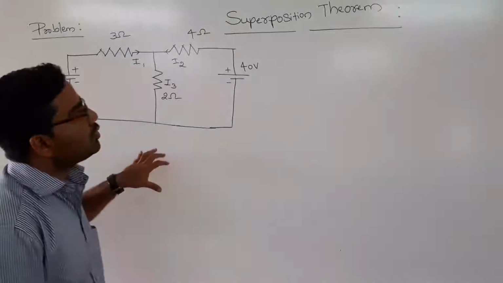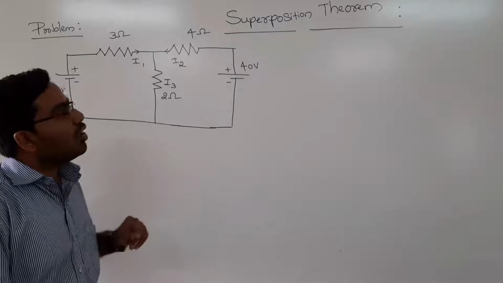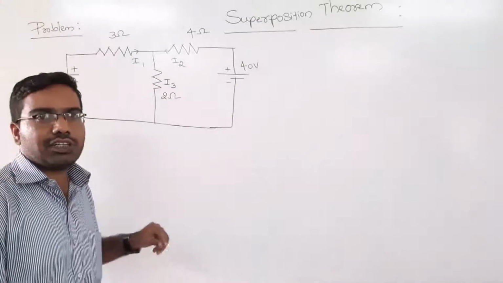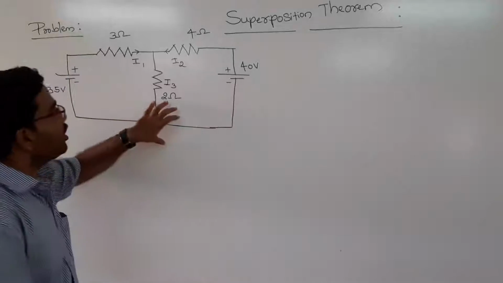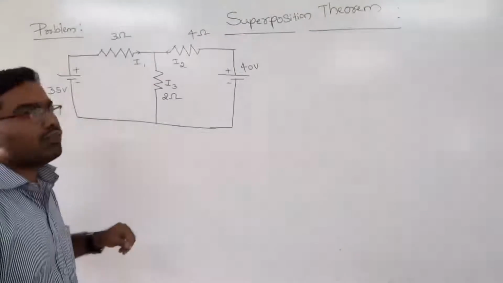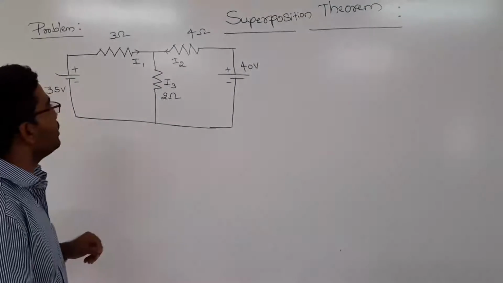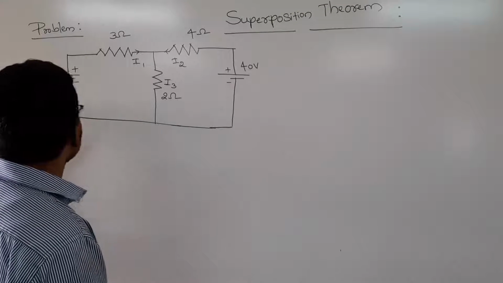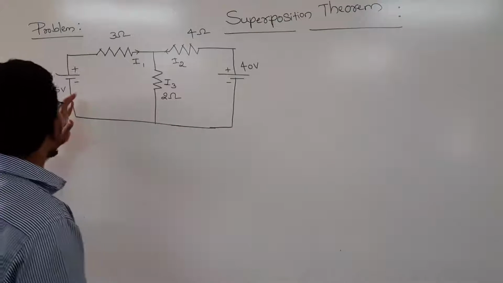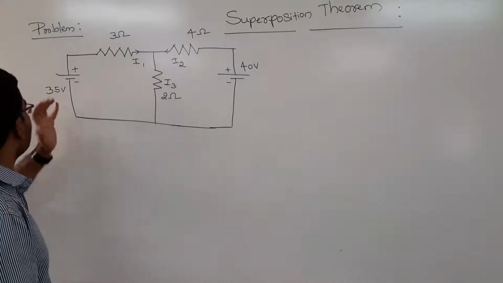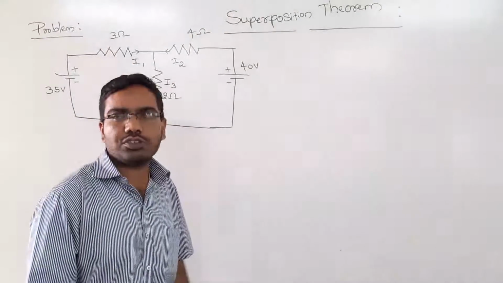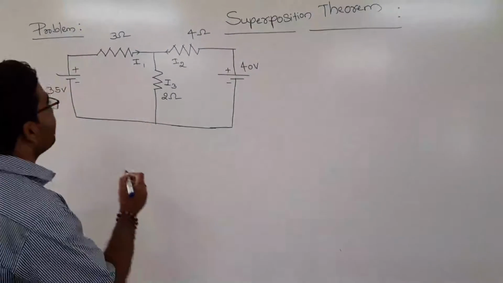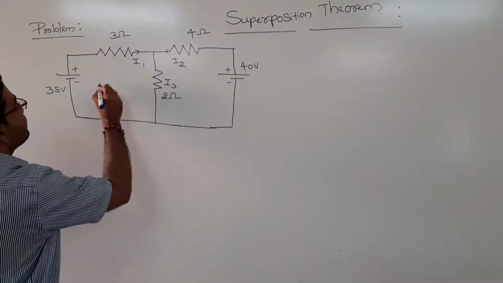Today I will tell you how to solve the given electric circuit to find out the branch currents with the help of superposition theorem. They have given the two voltage sources. First voltage source is 35 volt and second voltage source is 40 volt. Then I have to find out the branch current.